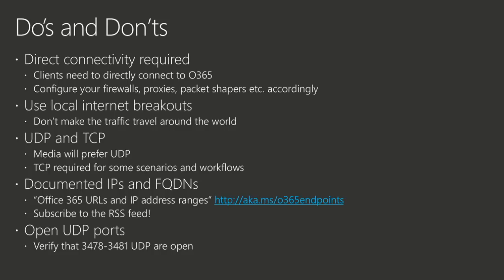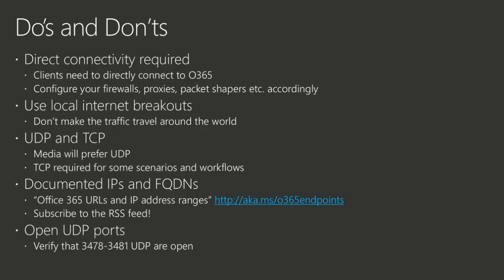If possible, use local internet breakouts so that we can go to the next transport relay on the shortest route possible and then route the traffic over the Microsoft network. We will prefer UDP over TCP because it's just better for real-time media. TCP can be used as a backup. In Skype for Business, it's used for some of the scenarios, but if possible, we want to use UDP.